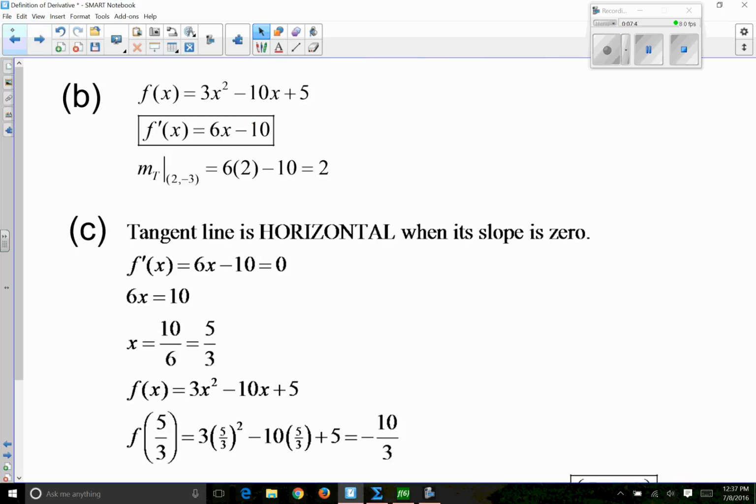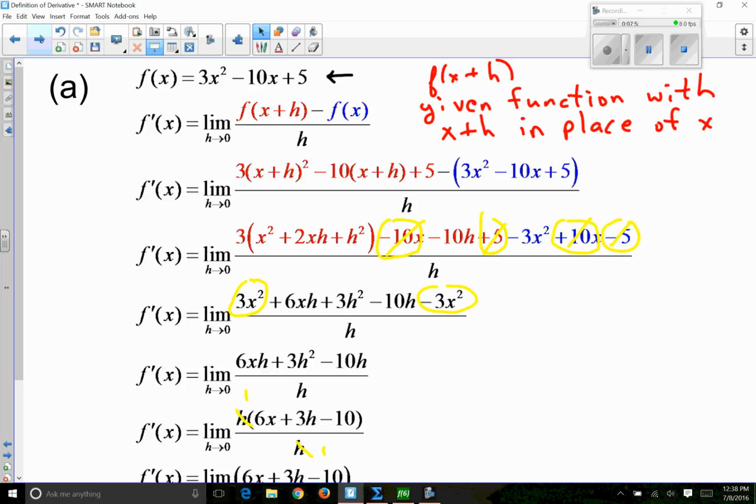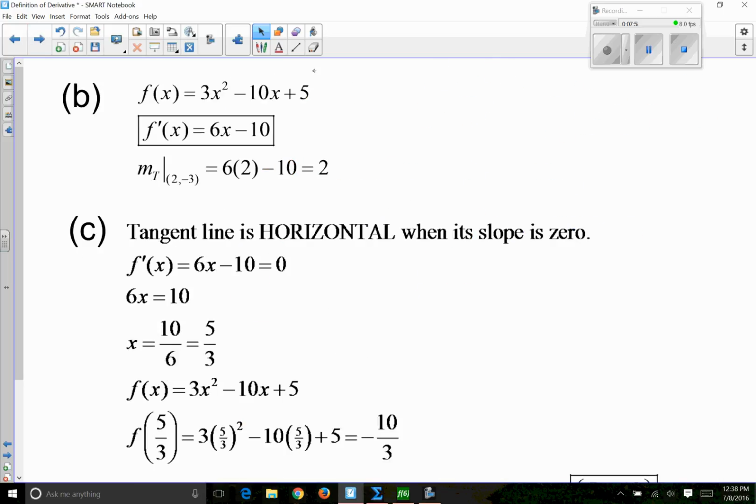So part B was to find the slope of the tangent line to f of x at 2, negative 3. So we say for this function that's given, we just answered part A, we found f prime of x. When we replace x with 2, we're finding the slope of the tangent line at the point where x is 2. 6 times 2 minus 10 is 2. This is the answer to part B.